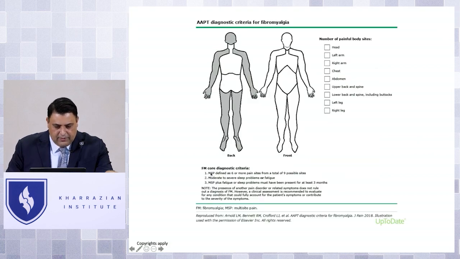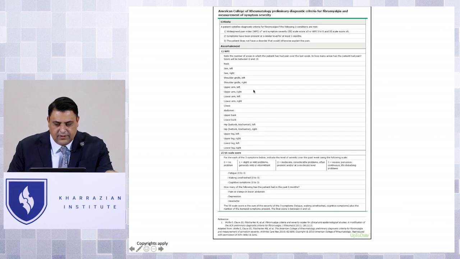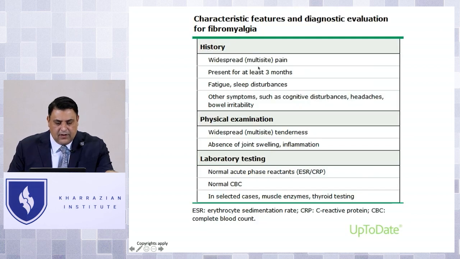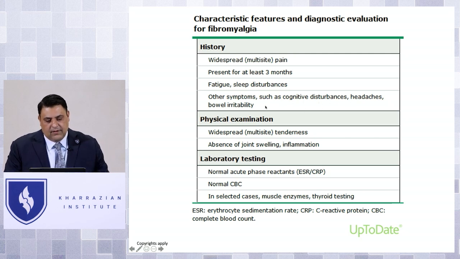And then looking for these sensitive muscle points, 6 or more pain sites out of a total of 9 possible sites. Moderate to severe fatigue, and then these sensitive muscle points and sleep problems must have been present for at least 3 months. If they fit these categories and you find these trigger points, then you have your diagnostic criteria for fibromyalgia. And then the characteristic features of fibromyalgia: widespread multi-site pain present for at least 3 months, fatigue, sleep disturbances, other symptoms such as cognitive disturbances, headaches, and so forth.